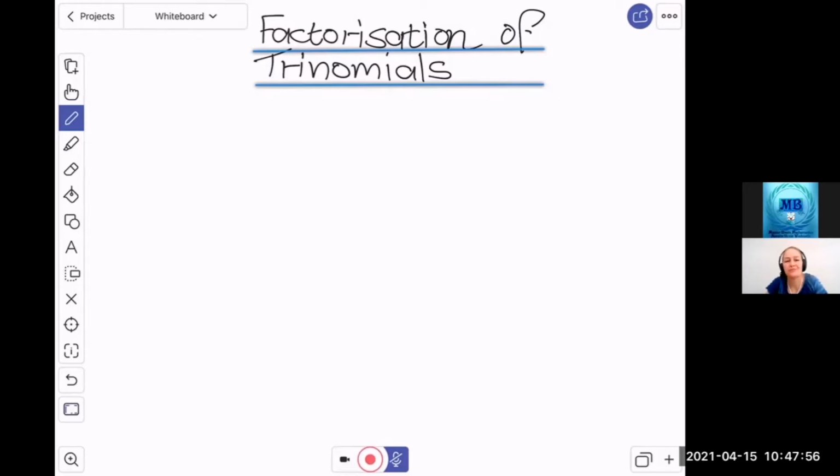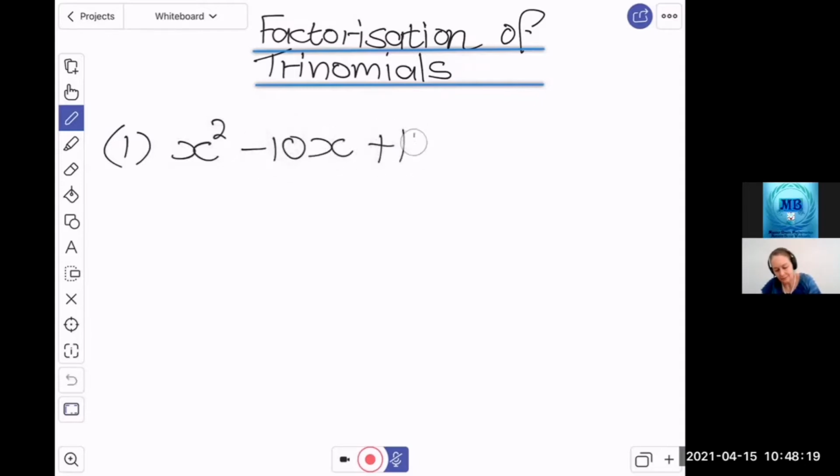So for today, we are going to have a look at some grade 9 mathematics, and we are specifically going to have a look at the factorization of trinomials. So let's have a look at an example. Let's say we are given x squared minus 10x plus 16. And the question is that we are to factorize this expression.